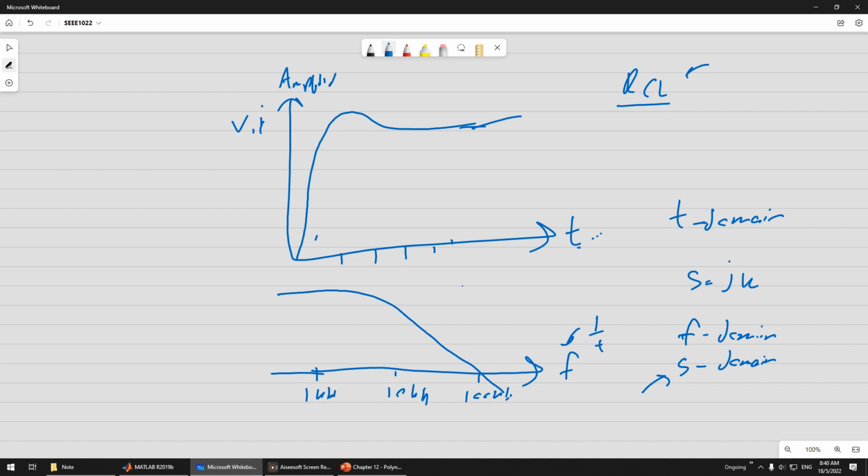So no need to worry. I just want to show you that this is the time domain. This will become the frequency domain. Okay, so that is just some introduction on the Laplace domain.